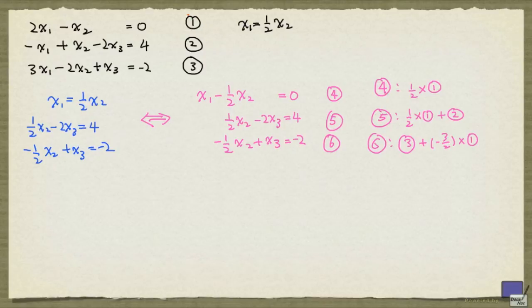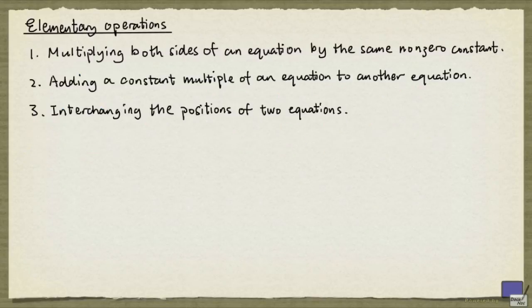The systems consisting of 1, 2, 3 and the system consisting of 4, 5, 6 are equivalent in the sense that they have the same set of solutions. In fact, we can obtain 1, 2, and 3 from 4, 5, and 6 using similar operations. And the operations performed here are called elementary operations. And there are 3 of them. These operations are sufficient to solve any system of linear equations defined over a field.